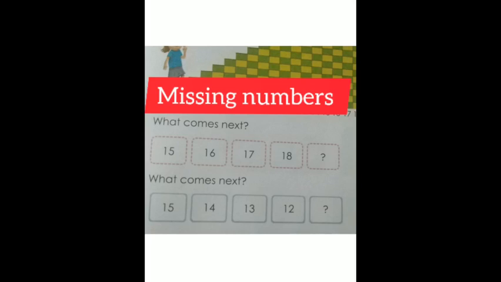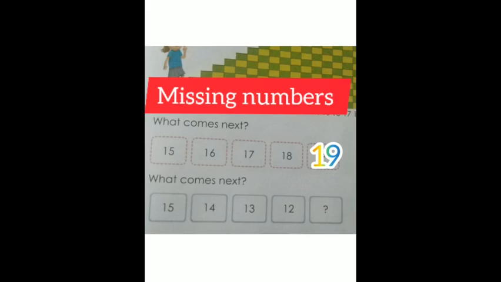Okay, look at the first problem. What comes next? 15, 16, 17, 18. After 18, what comes? Yes, 19. Very good. So look at the second problem. What comes next? 15, 14, 13, 12.